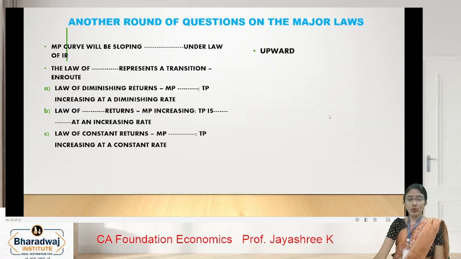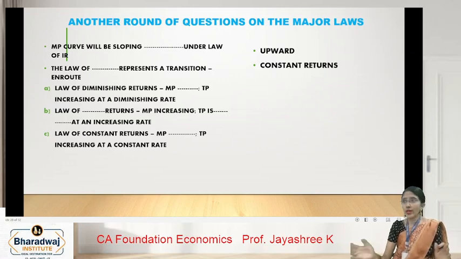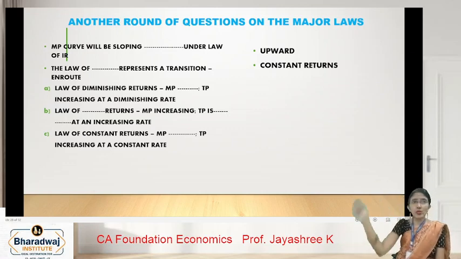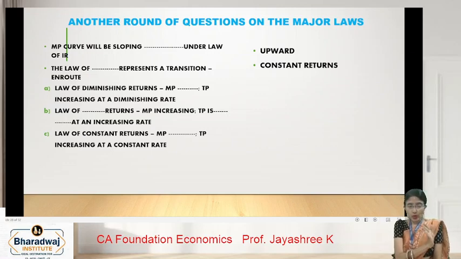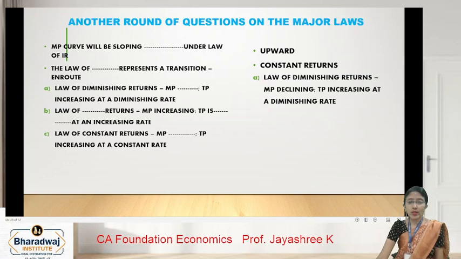Upward sloping. The law of constant returns represents a transition or en route. Did you get this correct? Constant return is a transition or en route between, we saw, from diminishing returns to increasing returns, or vice versa. You will not have a sudden jump. You will go slowly from increasing. You will reach this constant return point and then you may fall because of inefficiency. Or when you want to rise from DR, suddenly you can't be generating increasing returns. There is a midway and then you go to that, right? Okay.